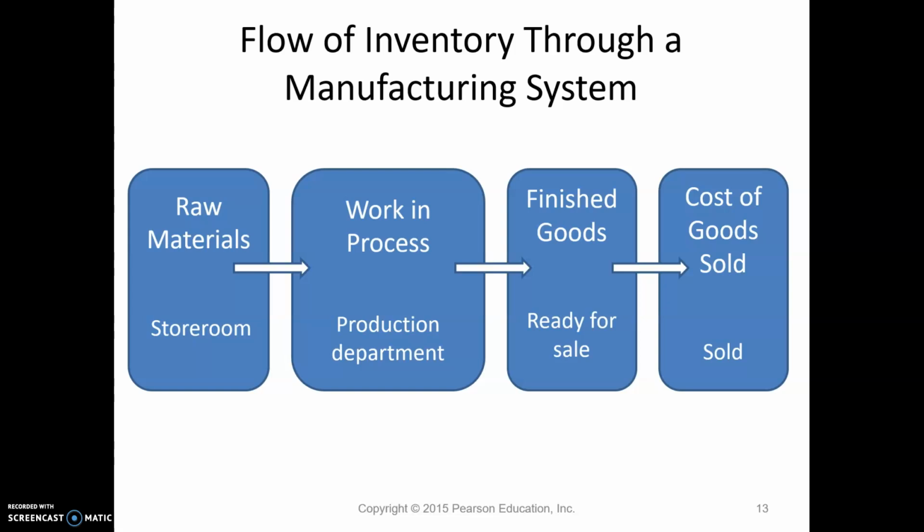So we went over this in chapter 2, the way our costs are going to flow. When we buy the materials for the job, it starts in raw materials and moves into work in process as we start to work on the job. And then when the job is complete, it goes into finished goods. When we sell it to the customer, then it goes to the income statement as cost of goods sold.